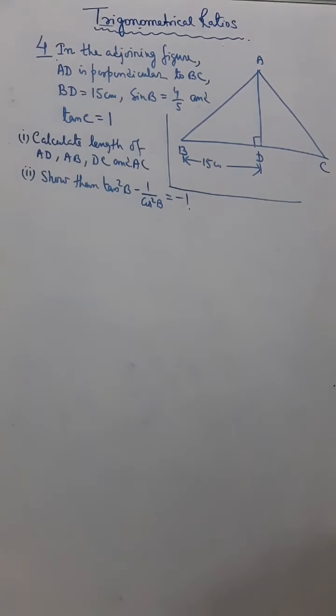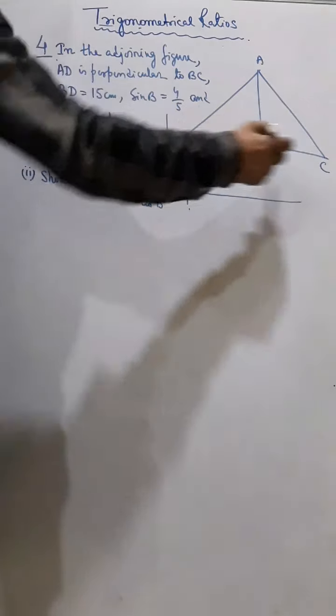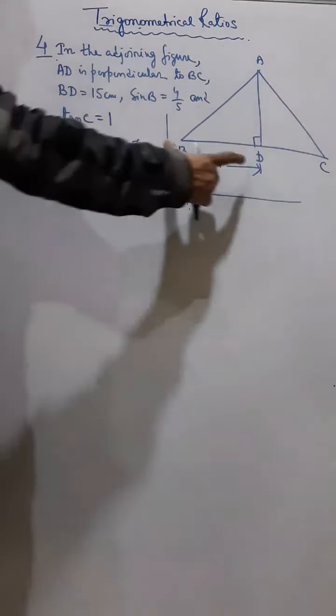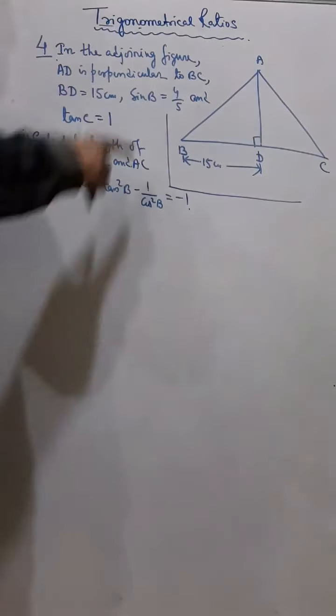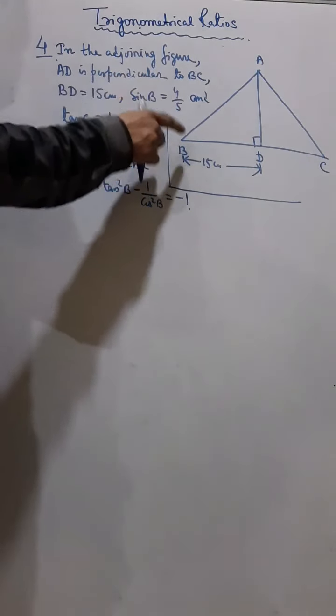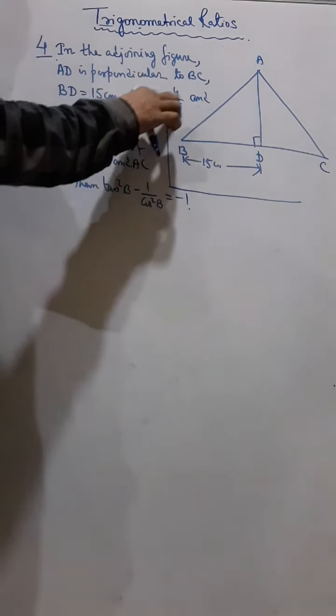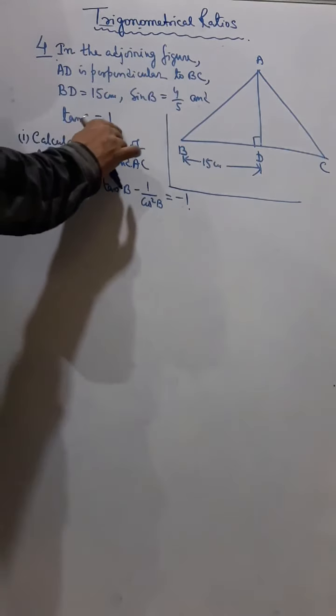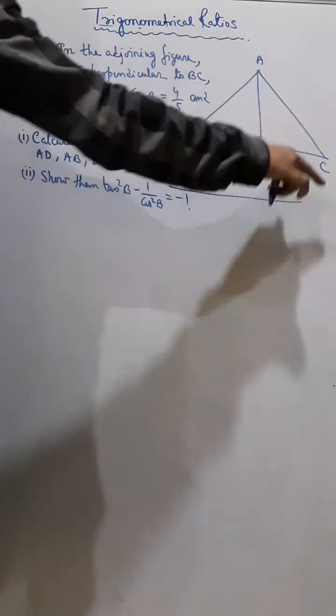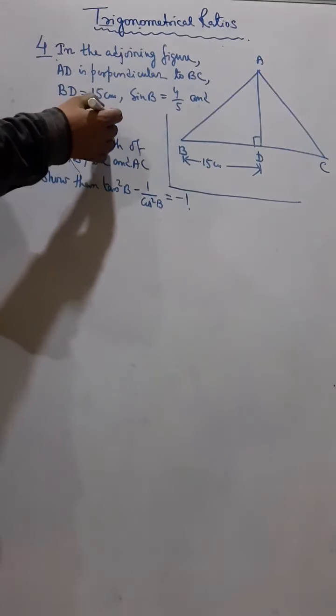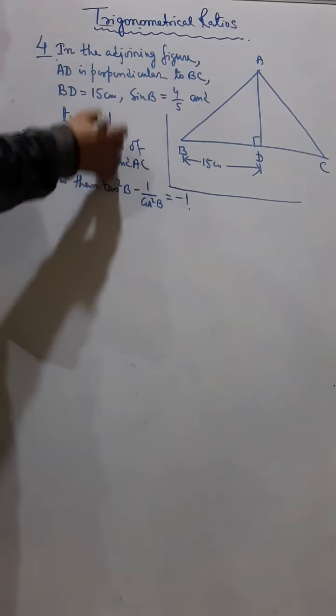Okay, now say in this sum, in the adjoining figure they told AD is perpendicular to BC. BD is 15. Sine B equals 4 by 5. Okay, it's just a ratio. And tan C equals 1. So 1 means, in fact, you can say tan C equals 1 by 1.